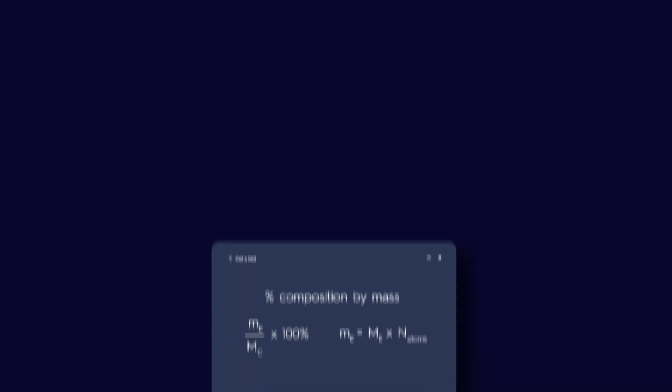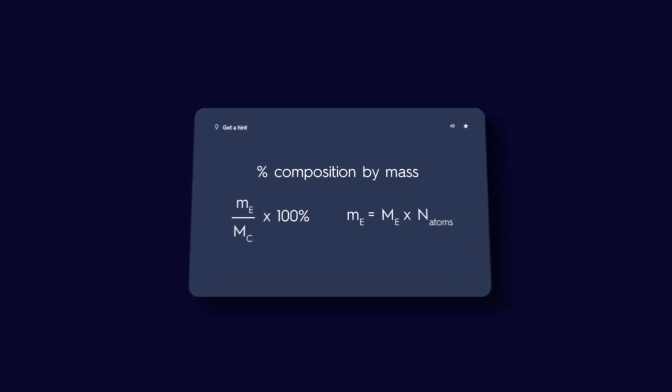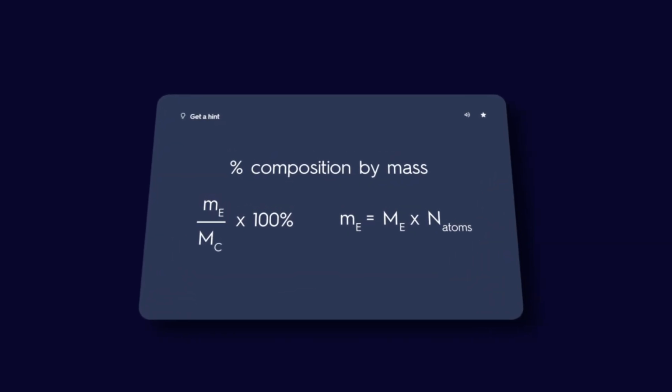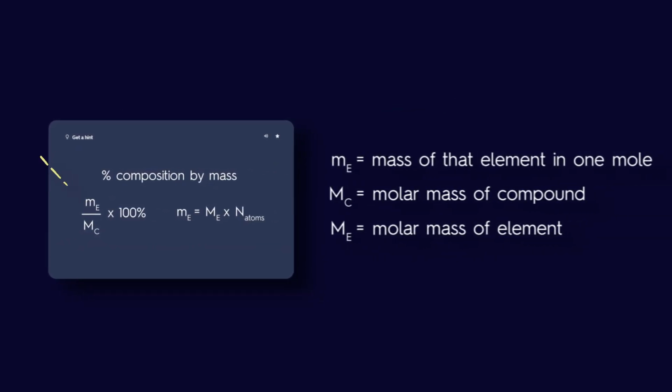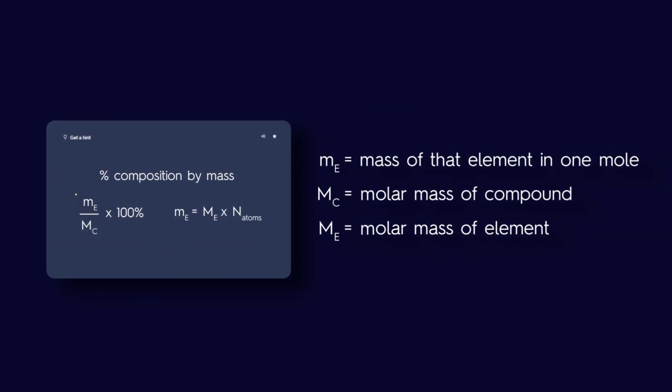First, the big idea. Percent composition tells us what fraction of a compound's mass comes from each element. Take the mass contributed by that element in 1 mole, which is equal to its molar mass multiplied by the number of its atoms in the molecule. Divide by the molar mass of the compound, and then multiply by 100%.